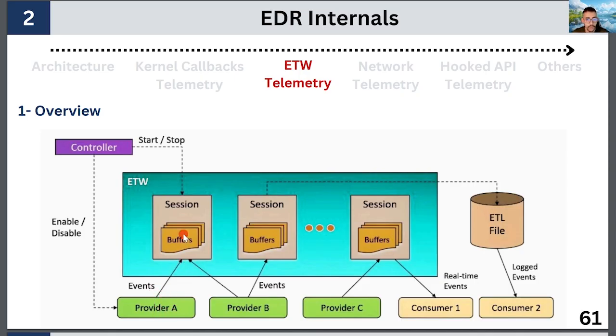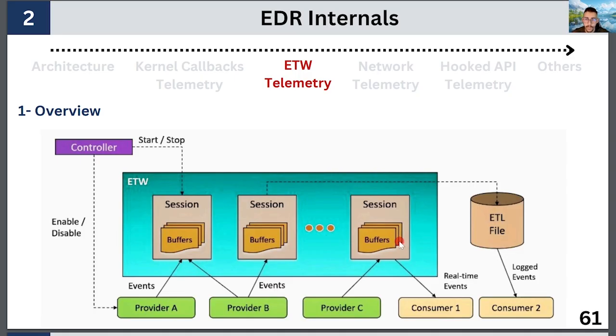Providers write events into ETW sessions. Events are stored either in memory buffers or directly into an ETL, event trace log, file on disk. ETW sessions are responsible for collecting and managing event data. Each session maintains multiple buffers which temporarily store event data before it's processed. There can be multiple independent ETW sessions running simultaneously, each collecting events from different providers.